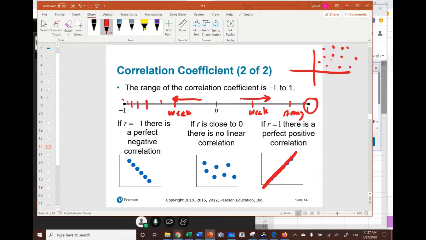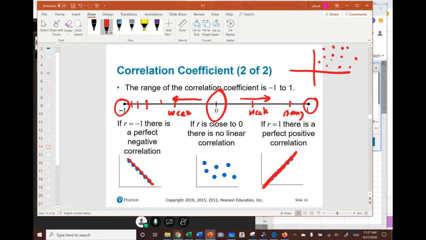Now, if it is negative 1, it is a straight line, but it is coming down, negative. Now, if it's not 1 or negative 1, the points are not going to form a straight line. They're going to be a little bit far away from a straight line if it's strong, and more away from a straight line if it's weak, and far, far away from a straight line if it is no correlation. And we're going to see some examples. But this is how we look at it.